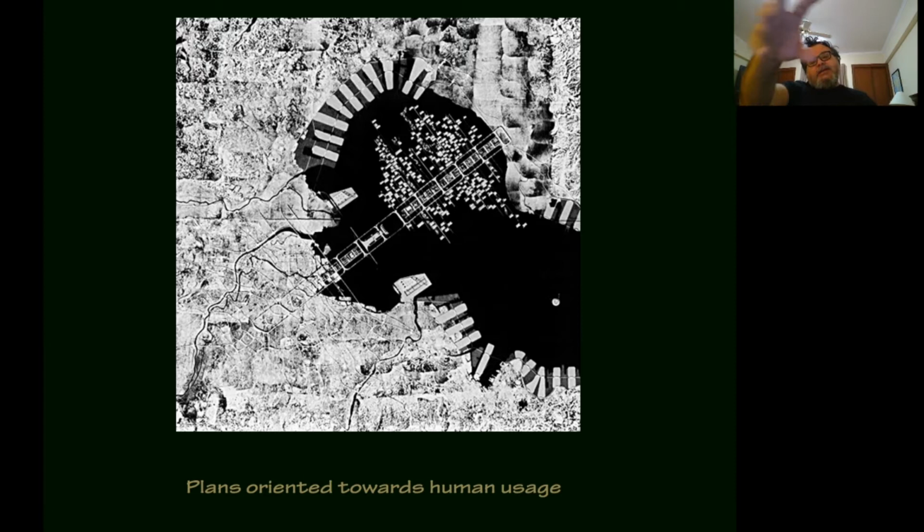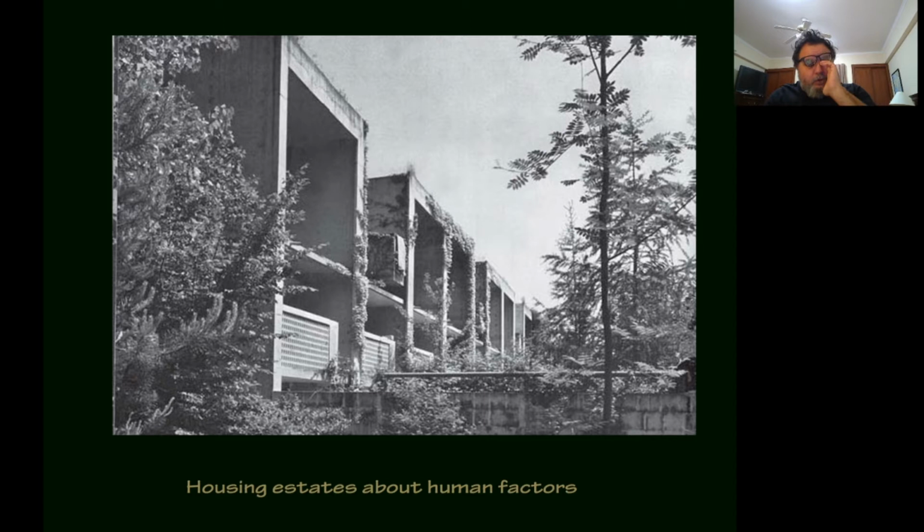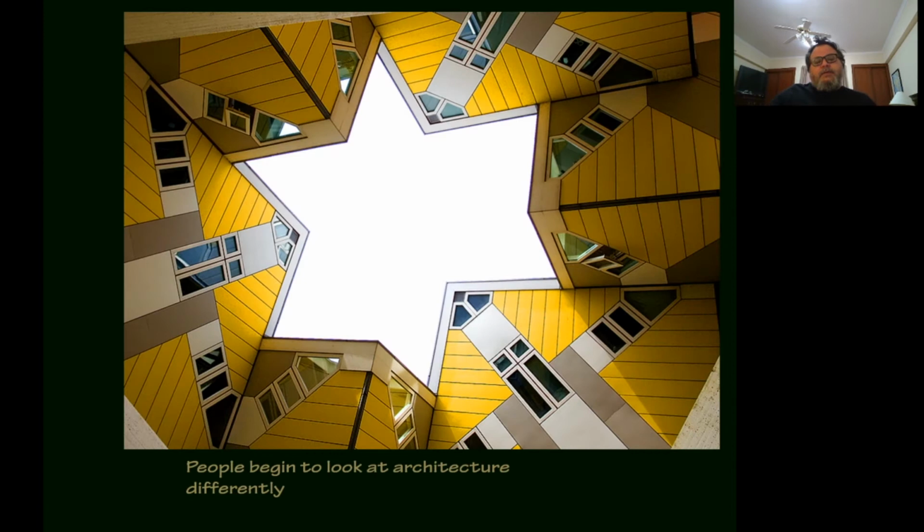So they were starting to look at city planning, not from a what makes a beautiful, clean, straight city way, but rather in a how do people use cities way. And they started making these sort of large-scale housing estates because there was a lot of need for housing. And they started dealing with human factors. How does it feel to live here? What do people want? How do people move? And that sort of led to this very different look.